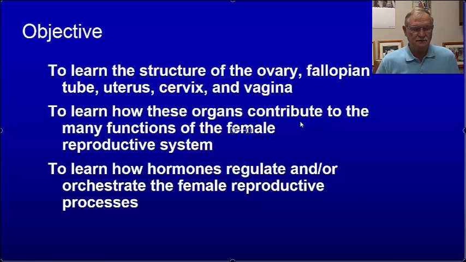So the objectives are to learn the structure of the ovary, fallopian tube, uterus, cervix, and vagina, and to learn how these structures contribute to the main function of the female reproductive tract, and to learn how the hormones regulate or orchestrate the female reproductive system. That's our objectives for today.